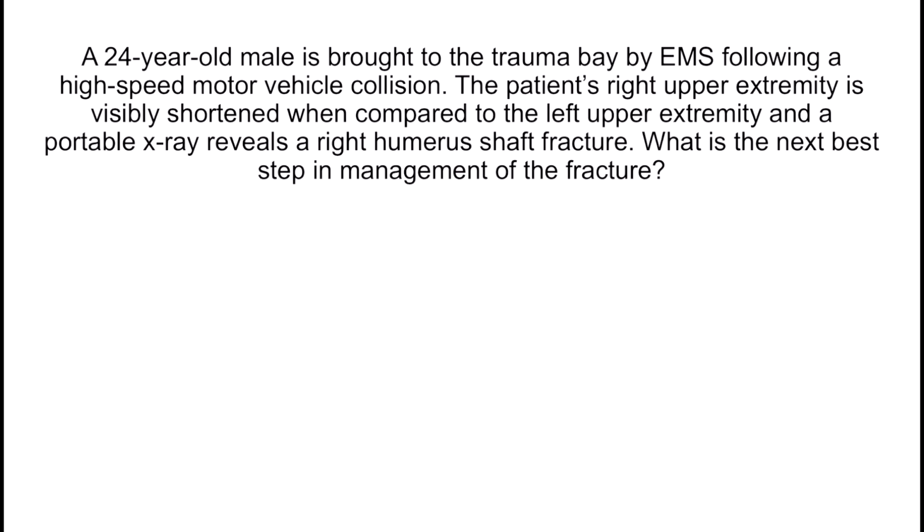The patient's right upper extremity is visibly shortened when compared to the left upper extremity, and a portable X-ray reveals a right humerus shaft fracture. What is the next best step in management of the fracture? All right, visible shortening of an extremity indicates a significantly displaced fracture, which warrants prompt operative repair with open reduction and internal exploration. So, in short, the next best step in management is surgery.